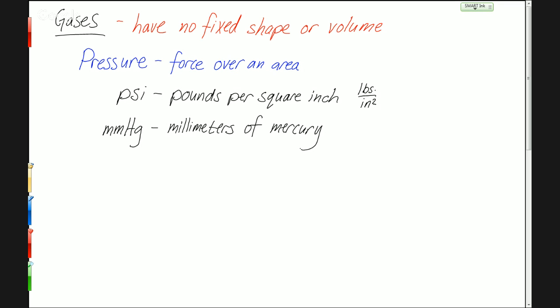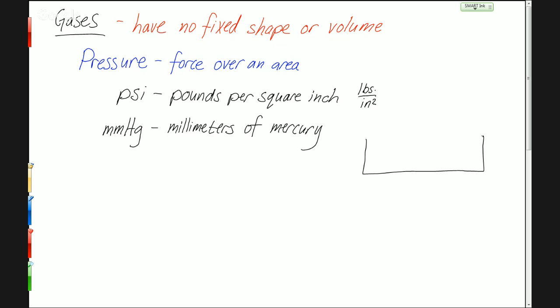It looks like a distance, millimeters. And why does it have something to do with this element mercury? Does anybody know where this comes from? Why do we call it millimeters of mercury? I'll tell you. It comes from this old instrument.